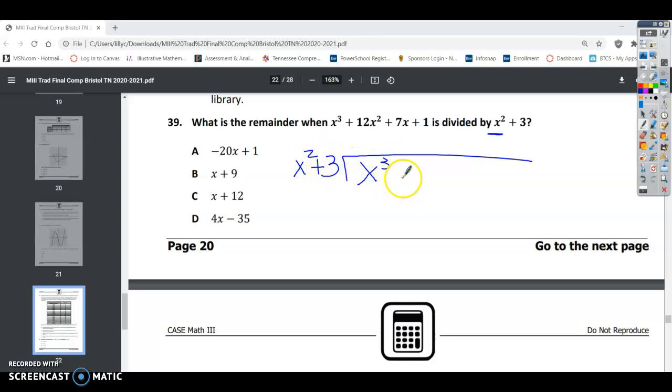So we're going to do x squared plus 3 divided into x cubed plus 12x squared plus 7x plus 1. How many times does x squared go into x cubed? Or, x squared times what gives me x cubed? That's going to be x. And then I have to do x times x squared, x cubed. We always want the first column to cancel, but then we have to do x times 3x.